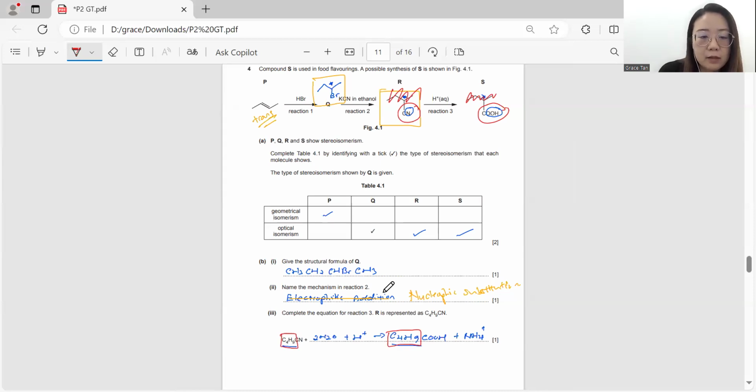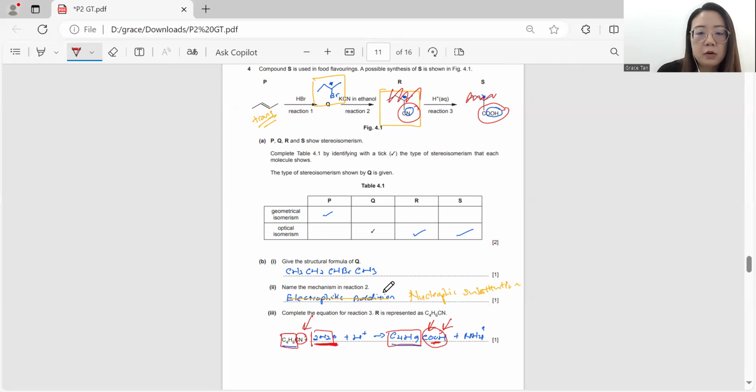I only look at CN converting to COOH. So I just need to look at the left and the right to compare. Okay, this C is this C. So therefore, you need 2 oxygen here, right? So therefore, I need 2 water molecules. All right. Then after that, you got 4 hydrogen here. Okay, and you got 1 here. You need another 3 more, right?